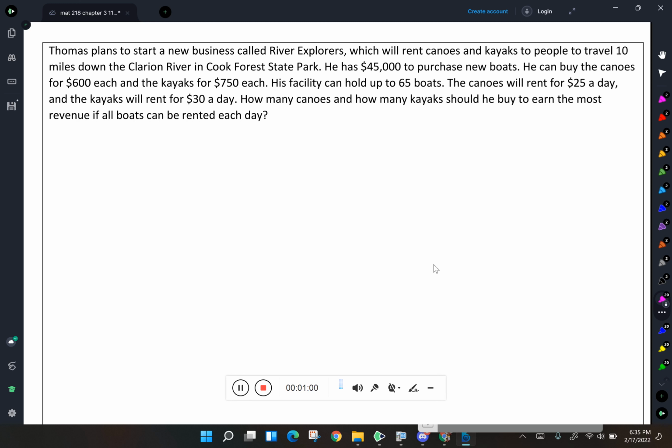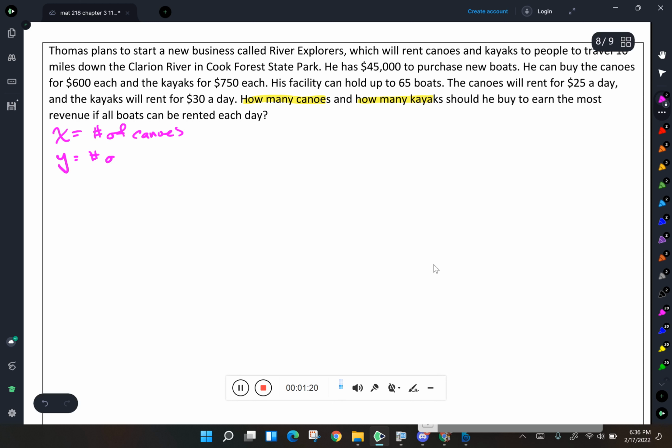rented each day? All right, so it looks like this right here is going to define our variables. So let's do that. I'm going to say that X is going to be the number of canoes, and then Y will be the number of kayaks.